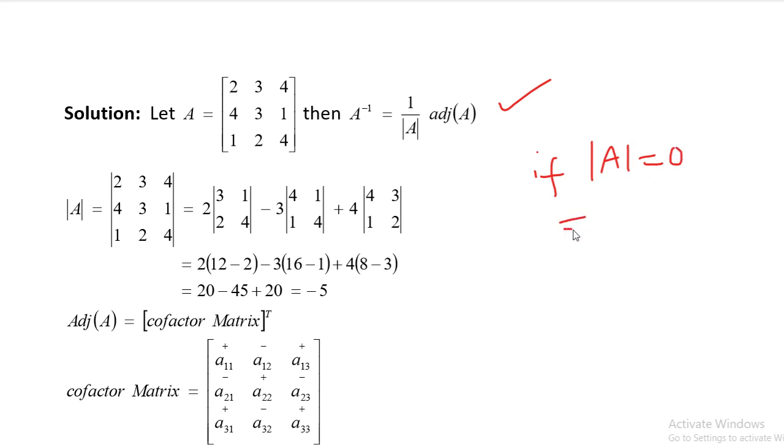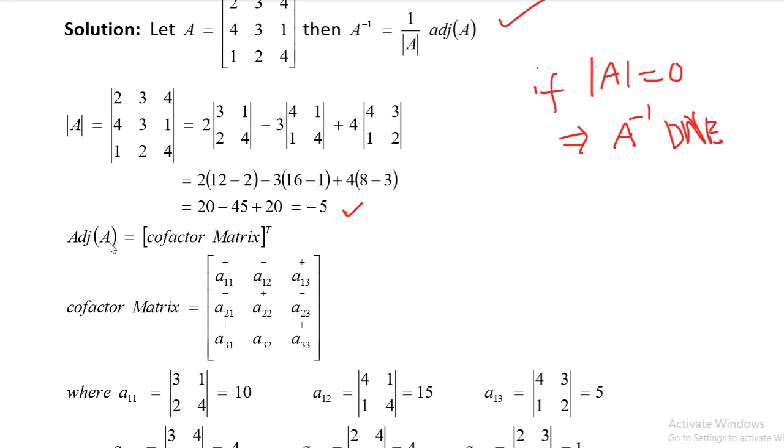If this is 0, then A inverse does not exist. Do not go and find the A inverse. Why does it not exist? Because we cannot divide by 0. Simple as that. So the determinant of A has to be non-zero for the existence of A inverse. If this comes out to be 0, just stop here and say there is no inverse of this matrix. If the determinant of A is not 0, then go ahead.